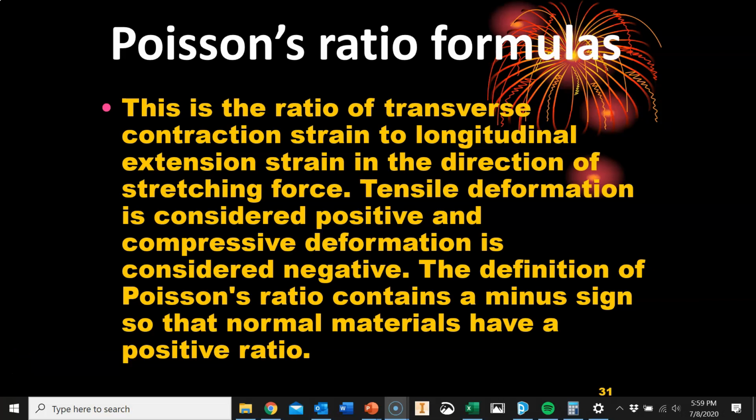Poisson's ratio formulas. So, Poisson's ratio equals the negative lateral strain divided by the axial strain. This is the ratio of transverse contraction strain to longitudinal extension strain in the direction of the stretching force. Tensile deformation is considered positive, and compressive deformation is considered negative. The definition of Poisson's ratio contains a minus sign so that normal materials have a positive ratio.